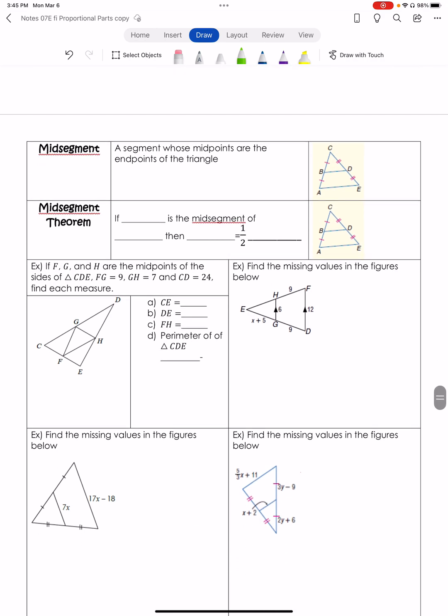Okay. Next thing is talking about mid-segments. So a mid-segment is a segment whose endpoints are the midpoints of two sides of a triangle. Okay, so this is a mid-segment because this is a midpoint and this is a midpoint.